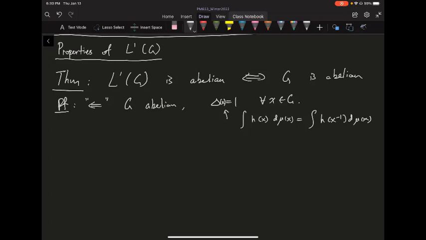Now, given that G is abelian, I want to show L1 is abelian. Here, abelian means abelian under the multiplication on the L1 of G, which is the convolution. Let's start by considering two L1 functions f and g, and let's convolve them. Their convolution, by definition, is equal to the integral of f(y) g(y inverse x). I'll use dy instead of d mu(y) when the context is clear. Whenever I say dy, it just means the Haar measure.